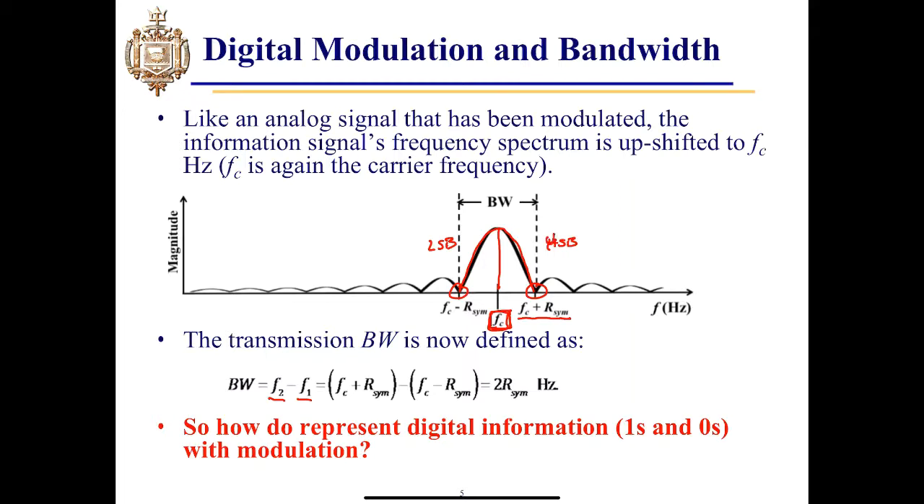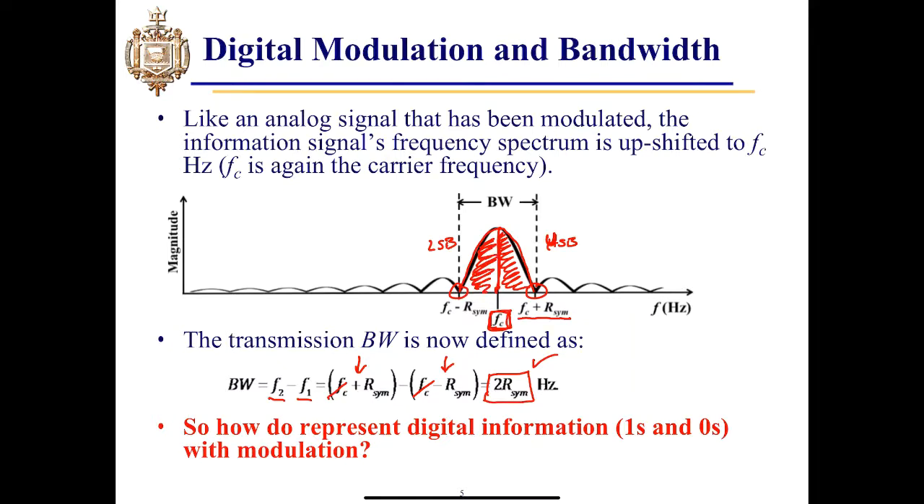If I take the upper sideband minus the lower sideband, notice that the carrier frequency cancels out in this equation, and we're left with 2 times the symbol rate. This equation's important to remember for bandwidth. One way to remember this is, from the previous slide, the upper sideband side is the symbol rate. And since when we modulate it we now see the left side, we now see 2 times the symbol rate.